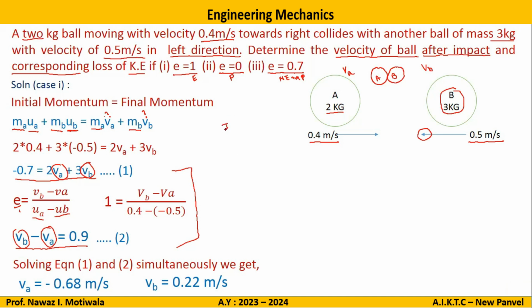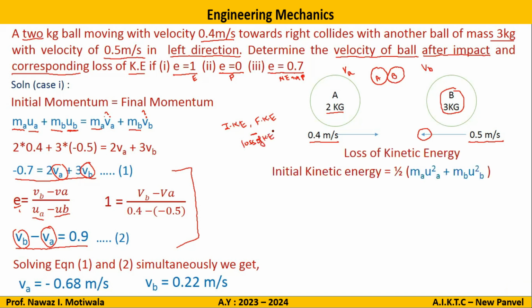First we will find out the initial kinetic energy, and then the final kinetic energy, and we will take the difference of the two to get the loss of kinetic energy. So let us start with that. The formula for initial kinetic energy is half m_A u_A square plus half m_B u_B square. We know the formula for kinetic energy is half m v square, but as I am using initial kinetic energy, in place of v I will use u_A and u_B respectively.